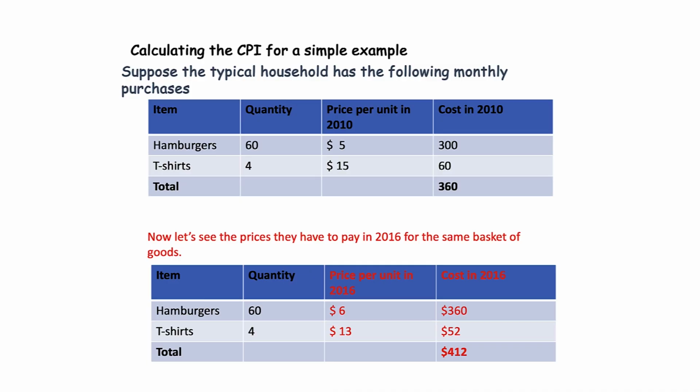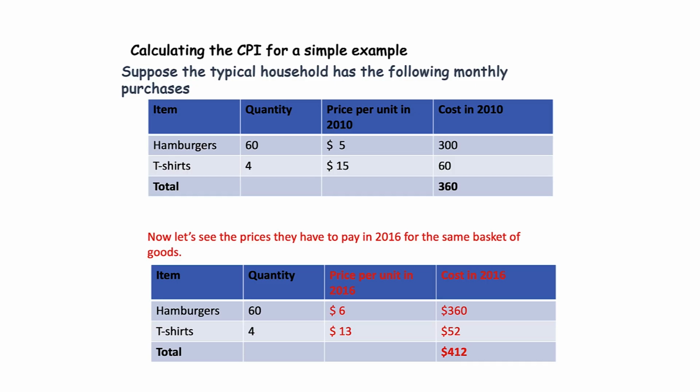And let's look now at what will happen to the value of that basket in a different year. Let's suppose now that for the year 2016, the price of a hamburger has gone up to $6 and the price of a t-shirt has gone down to $13. Now the same basket of 60 hamburgers and 4 t-shirts has gone up to $412. And so this gives us an idea of how much the cost of living has increased, and it summarizes that some prices have gone up, some prices have gone down.